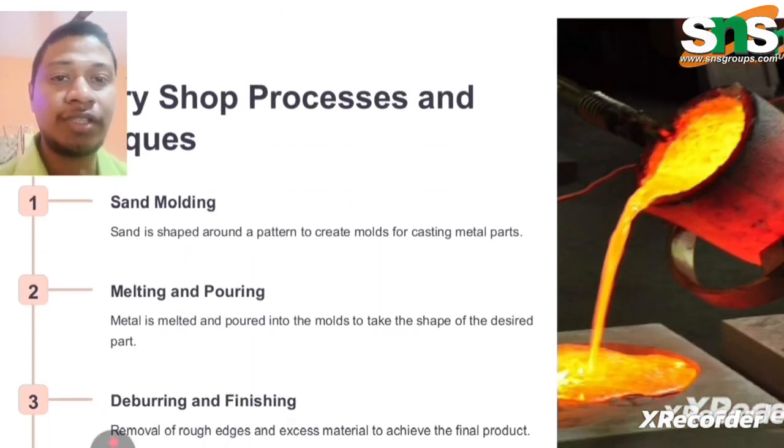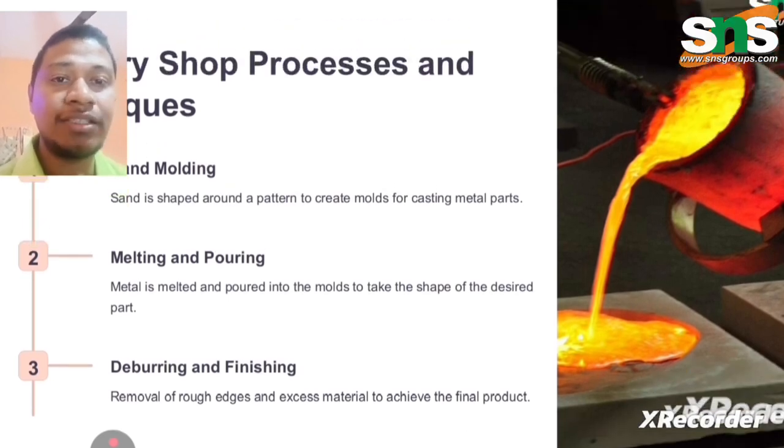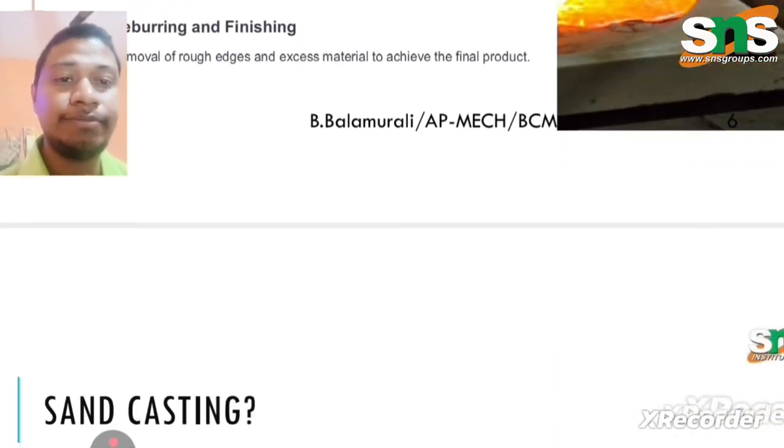Foundry shop processes and techniques: sand molding, melting, pouring, deburring, finishing. In sand molding, sand is shaped around a pattern to create molds for casting metal parts. Metal is melted and poured into molds to take the shape of the desired part. Deburring and finishing: removal of rough edges and excess material to achieve the final product.